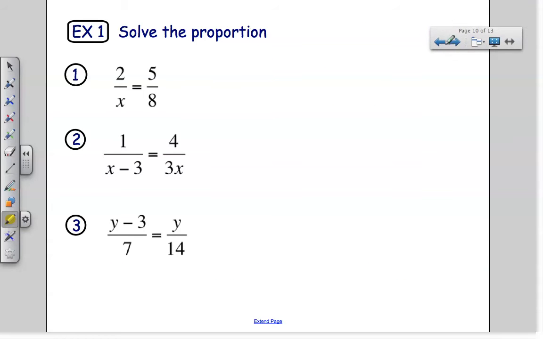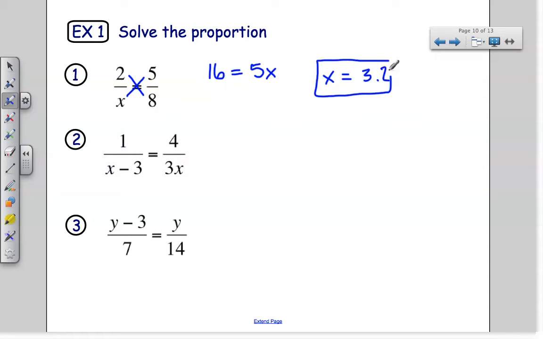This first example is very basic, finding that x. Nothing to worry about here, and you can probably do this all in one step on your calculator. But we're really doing the product of the extremes here, so 2 times 8, which gives me 16, is equal to the product of the means, which is x times 5, which I would write as 5x. Of course I would divide by 5 on both sides, and 16 divided by 5 would be 3.2. So first example, very simple.